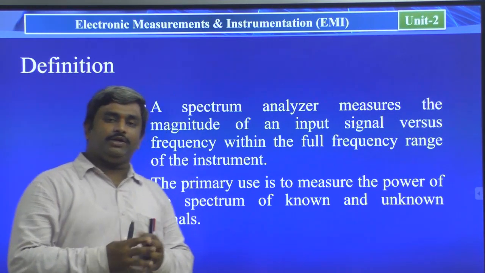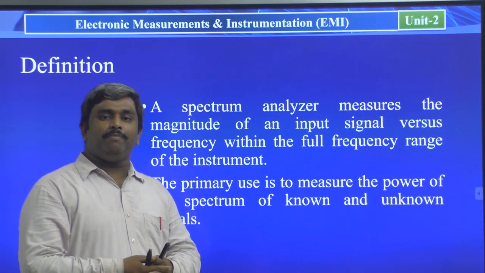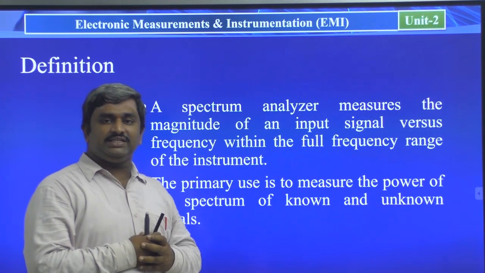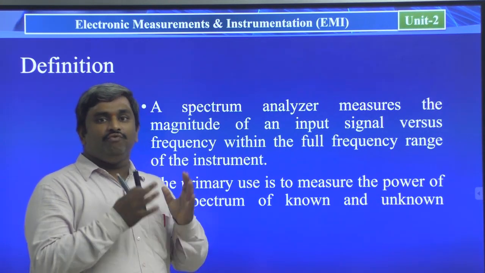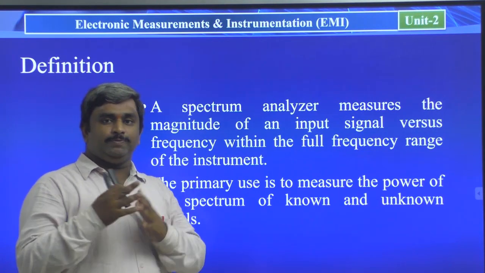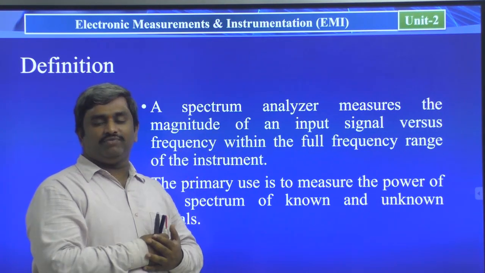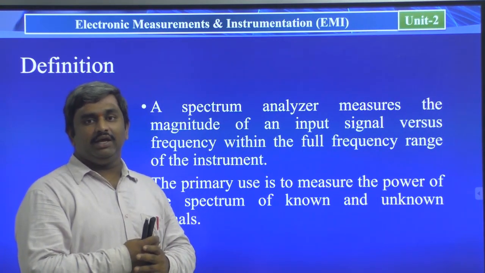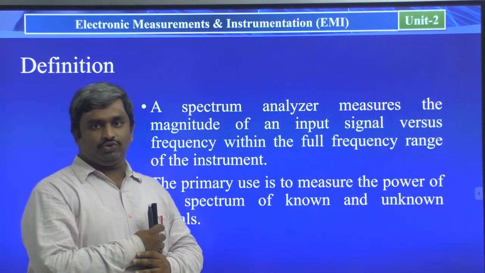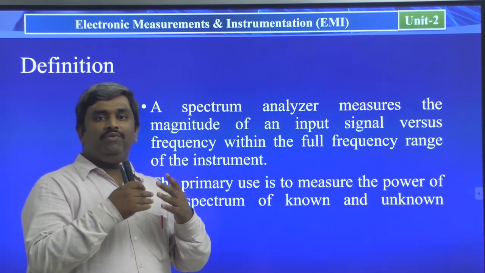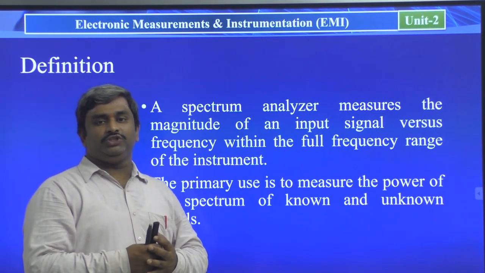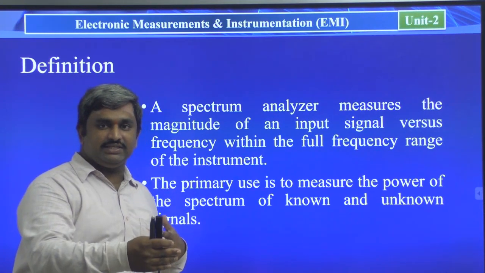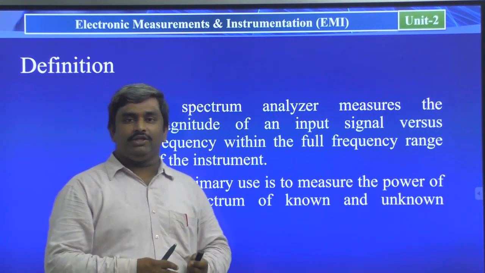So coming to that, how does the spectrum analyzer differ from a normal oscilloscope or normal CRO? The normal CRO shows the signal's amplitude or magnitude information with respect to time. With respect to time, what is the amplitude of the signal? So we cannot get the frequency information on the x-axis on this cathode ray oscilloscope. But in the spectrum analyzer, we can see the frequency response on the x-axis. On the y-axis we can see the magnitude information.